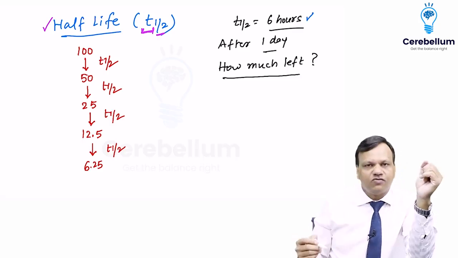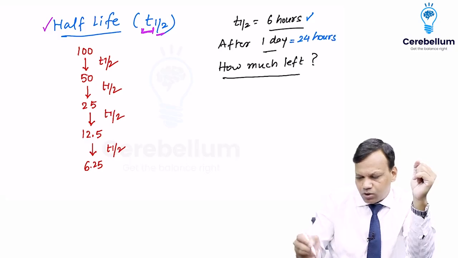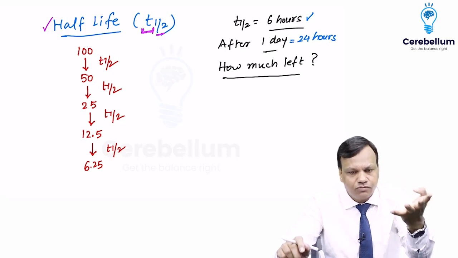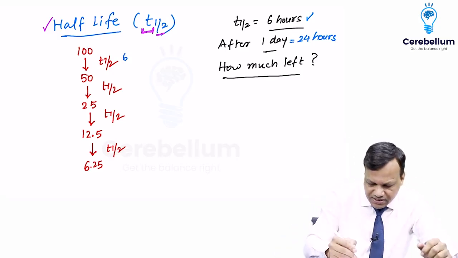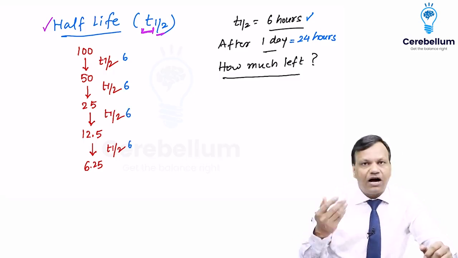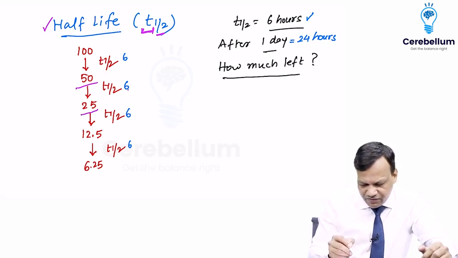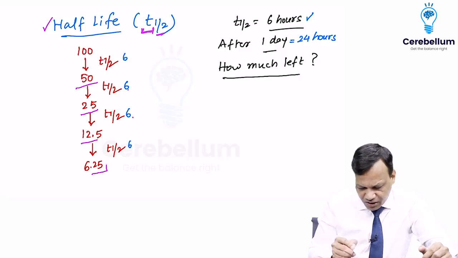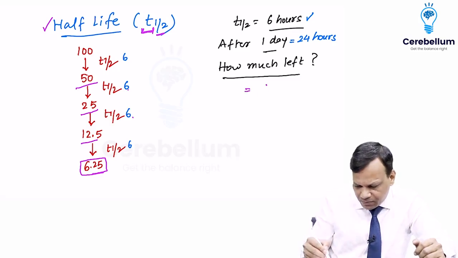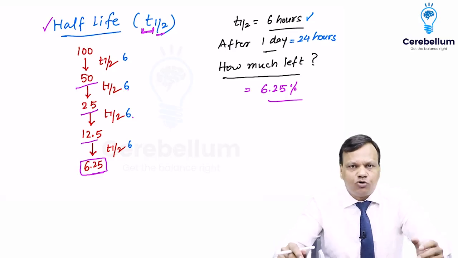We have a half-life of 6 hours. 1 day means 24 hours. That means there will be a total of 4 half-lives. 24 by 6: 6, 12, 18, 24. Clear? So if we say the first half-life is 6 hours, then 6 plus 6, 12, plus 6, 18, plus 6, 24. So how much drug is left after 24 hours? After 6 hours 50 is left, after 12 hours 25 is left, after 18 hours 12.5 is left, and after 24 hours 6.25 is left out of 100. So how much is left? The answer will be 6.25%. Out of 100, 6.25 is left.